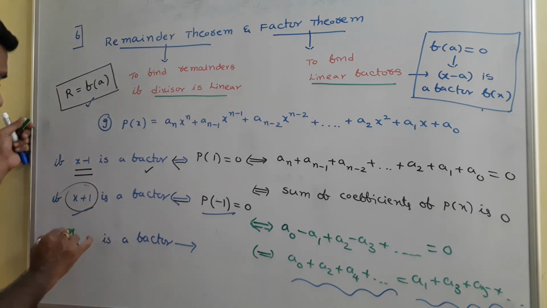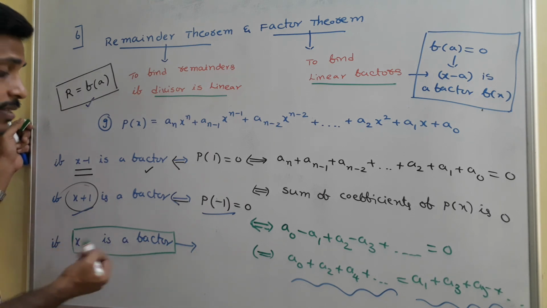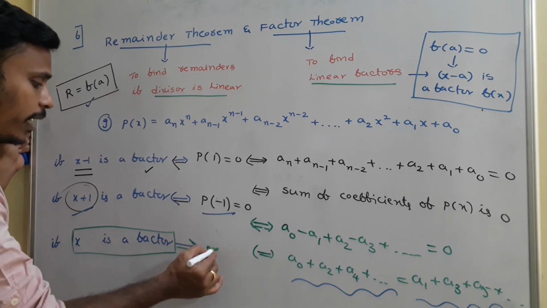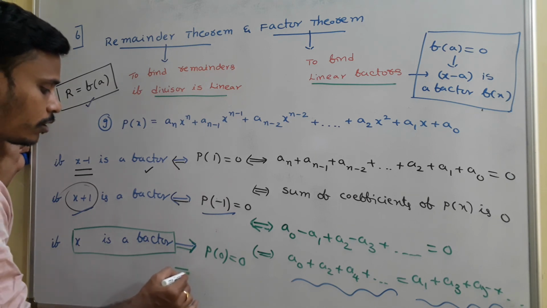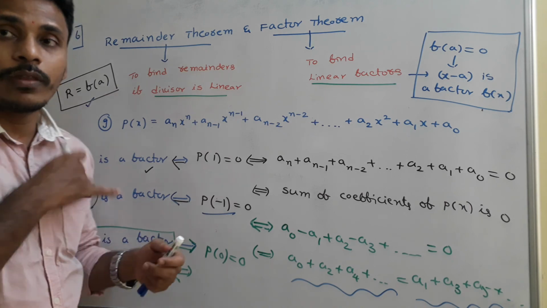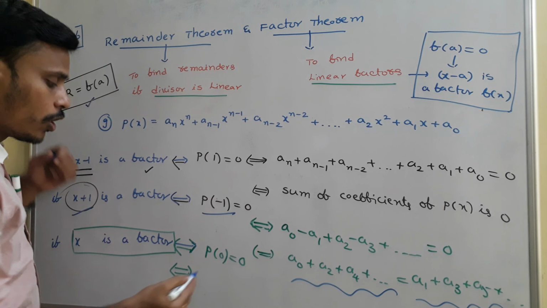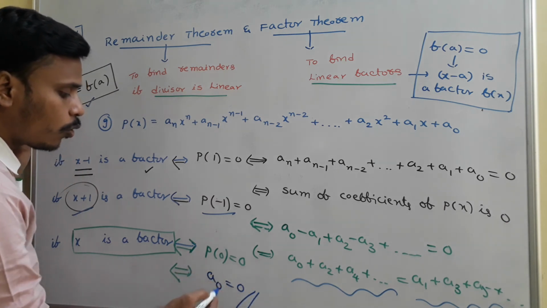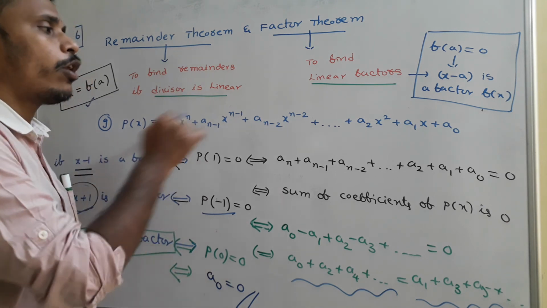X is a factor. See, since x is a factor, as we discussed earlier, you just express that x as x minus 0 or x plus 0. Since x is a factor, we need to take that p of 0 is equal to 0. So p of 0 is equal to 0. P of 0 in the sense, replace x with 0. If you replace x with 0, everything will become 0 except that a naught. So p of 0 is equal to 0 in the sense a naught is equal to 0. What is that a naught? That a naught is the constant term of the polynomial.